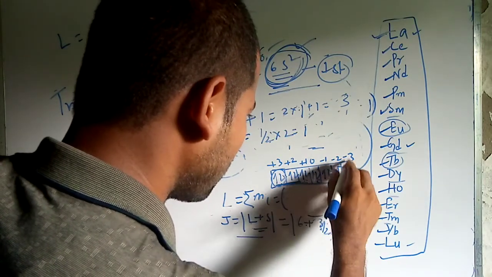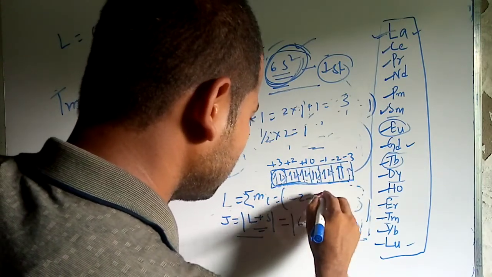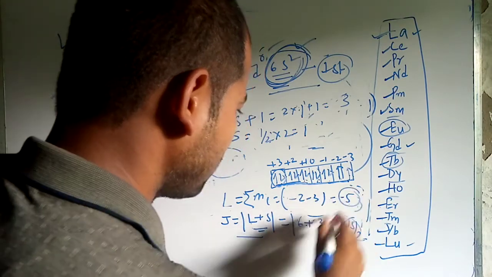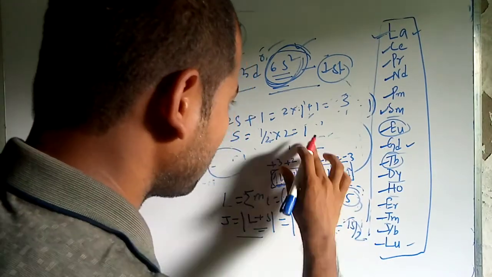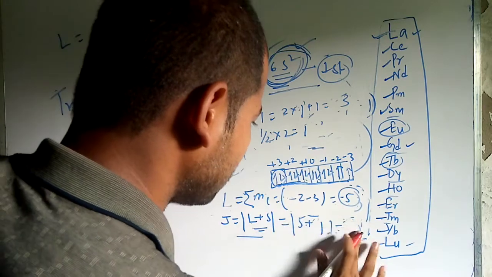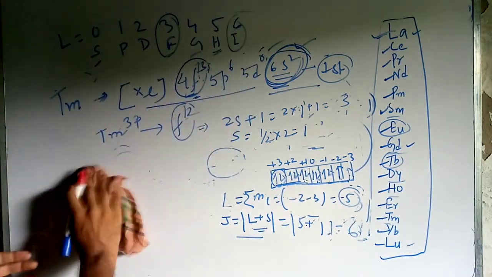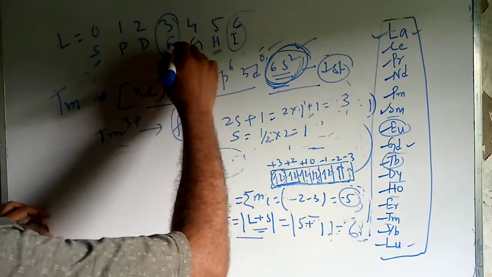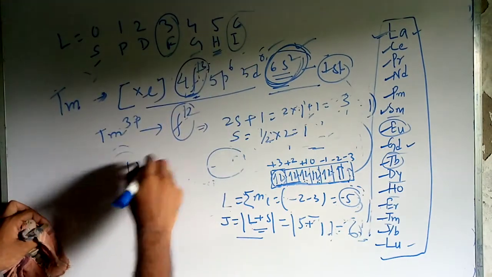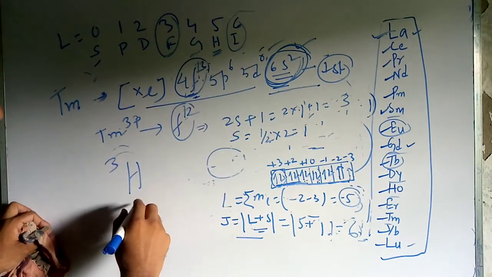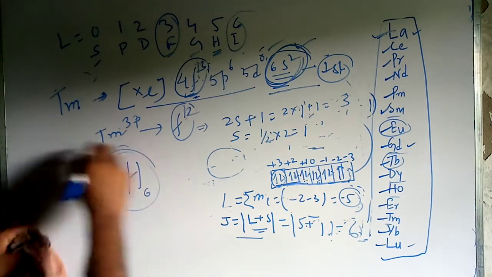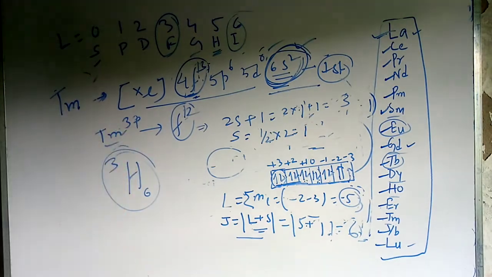L is equal to, considering only the f electrons: minus 2, minus 3, this is actually minus 5. We take the absolute value, 5, so L = 5, which is H, and spin S equal to 1, so the multiplicity is 2S+1 = 3 ... This is the term symbol for terbium 3 plus.